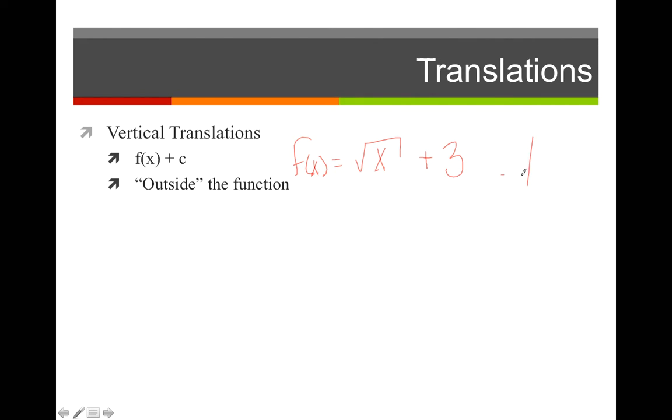And that would take our normal square root function, which we've looked at in the parent functions, and it would move every point up 3 units. I call this outside the function because that plus 3 is outside the parent function of the square root of x. And this version is whatever you think it is. If it's a plus, it goes up. If it's a minus, it goes down. It's moving the y values up 3 units or down 3 units, depending on the sign.